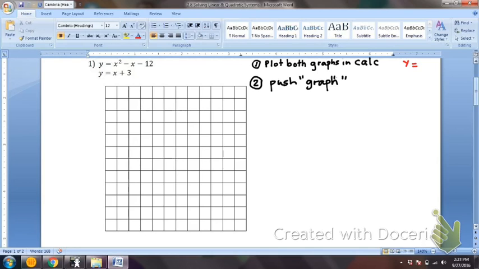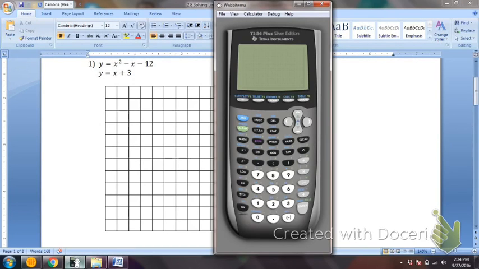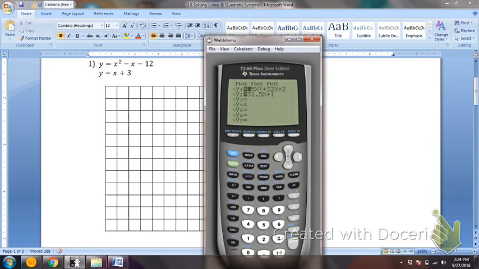Now, when I pull up my calculator, this type is going to be gone. So make sure you have that. Pull up your graphing calculator. Okay. Your Y equals button is here in the top left corner. You guys see the Y equals? It's a gray button at the top.